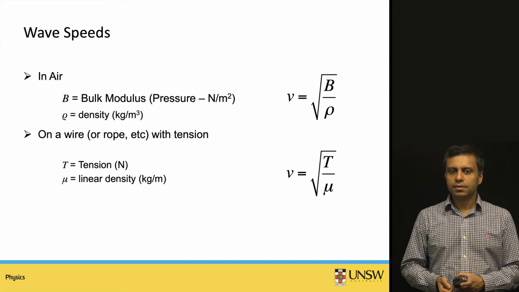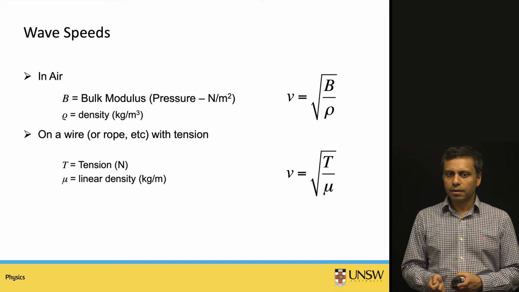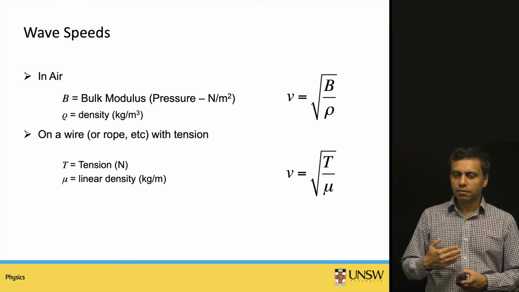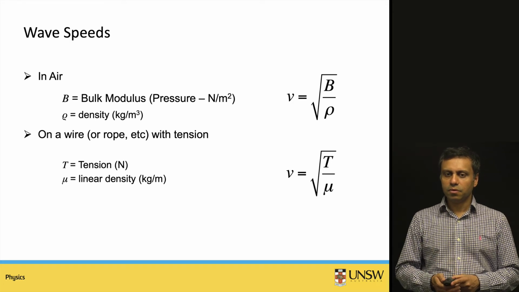And the denser the rope is, the harder it is to move. Basically, there's some sort of inertia. So it's harder for the wave to travel. So the speed is less, actually, if the rope is denser.